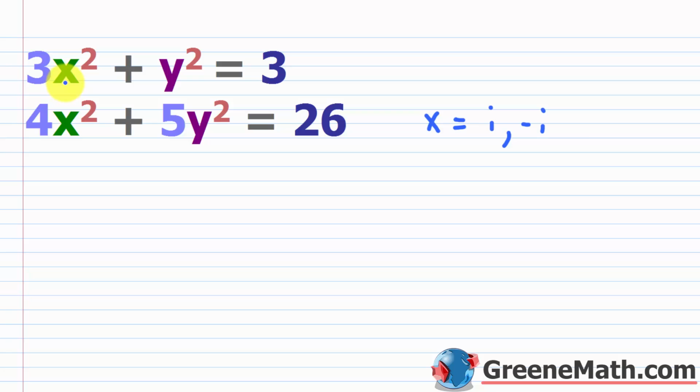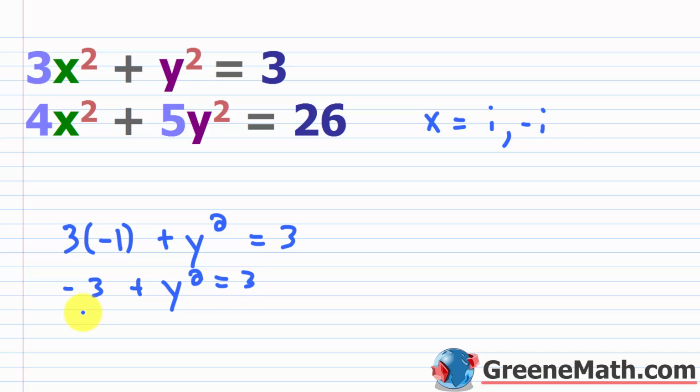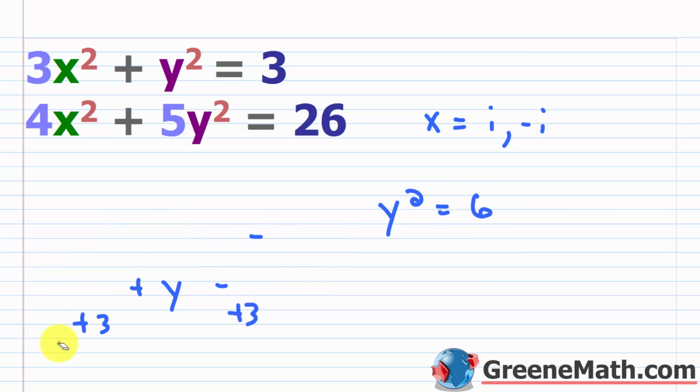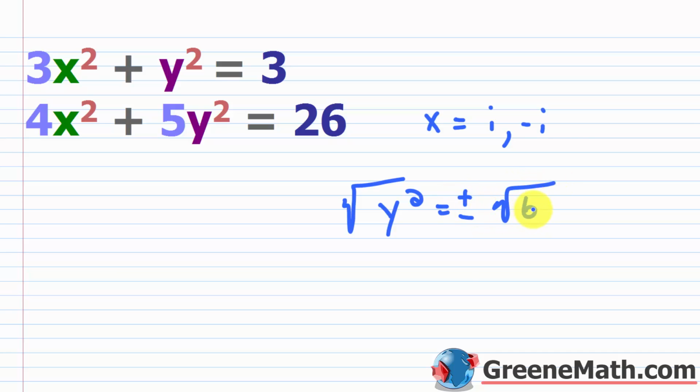So if I plug in i, remember, i squared by definition is negative 1. So 3 times negative 1, because that's all i squared is, plus y squared is equal to 3. Well, this is negative 3 plus y squared equals 3. Add 3 to both sides, and we're going to get that y squared is equal to 6. Now if I want to get y by itself, I've got to take the square root of each side, plus or minus the square root of 6. And I can't make that any simpler.